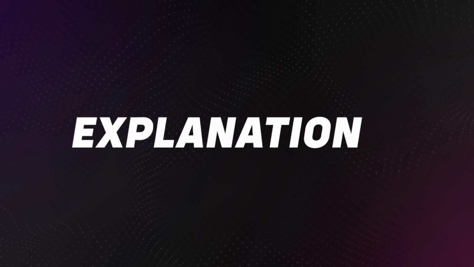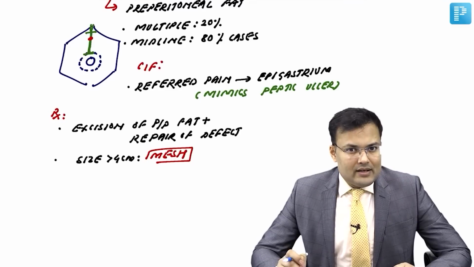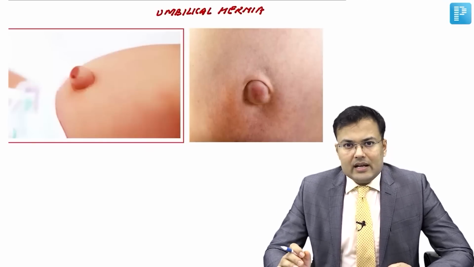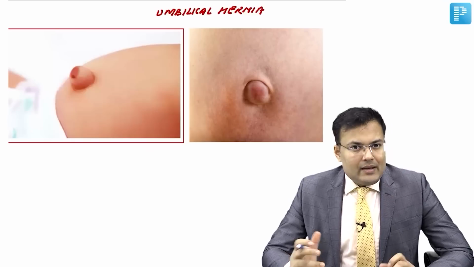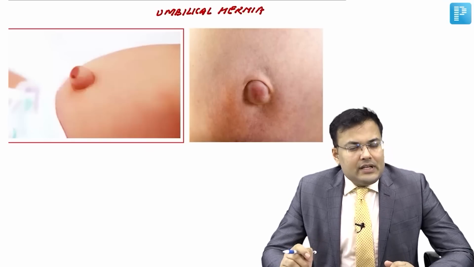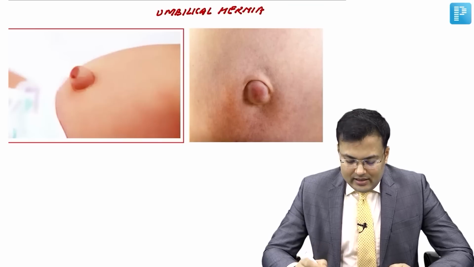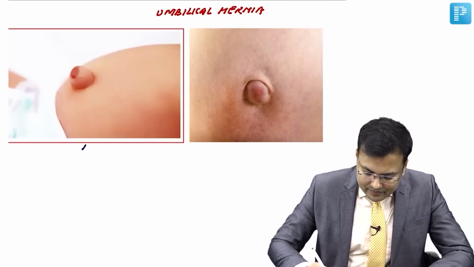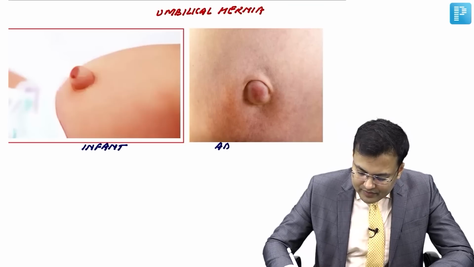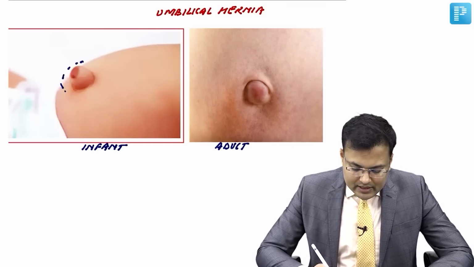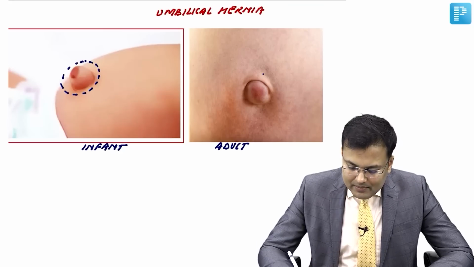Here's the explanation. Now we are going to discuss umbilical hernia. What is the definition of umbilical hernia? It's a hernia occurring directly via the umbilicus. And paraumbilical hernia is a hernia within 2 cm of the umbilicus. Here you can see the picture of an umbilical hernia. This is an infant and this is an adult patient. In both, you can see herniation directly via the umbilicus.